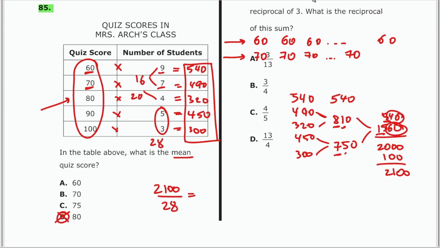And that is it. Now we can see that 21 and 28 can be divisible by 7. So this is 4, this is 3. So we have 300 over 4. That is equal to 75. The answer is C. That's it.